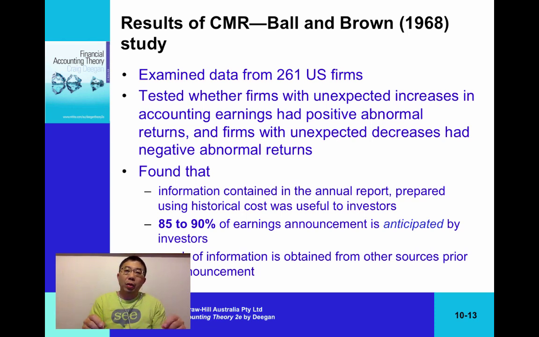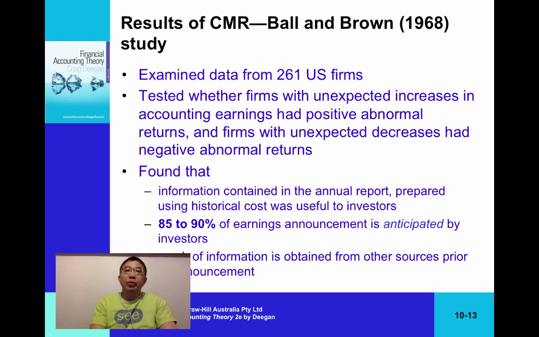First, we'll look at one of the most commonly cited and the oldest important research in capital market research, and that's the paper or the study done by Ball and Brown way back in 1968. So we're going to do that, and then we're going to cover several other examples. Okay, Ball and Brown, as I said, did their study way back in 1968. They actually examined data from 261 US firms.